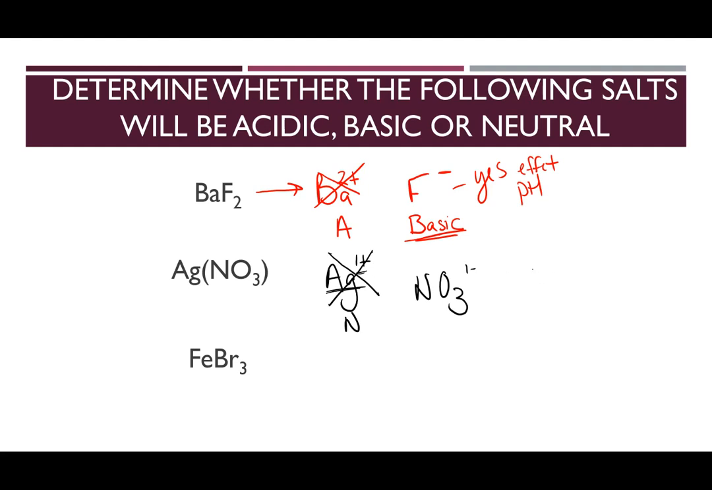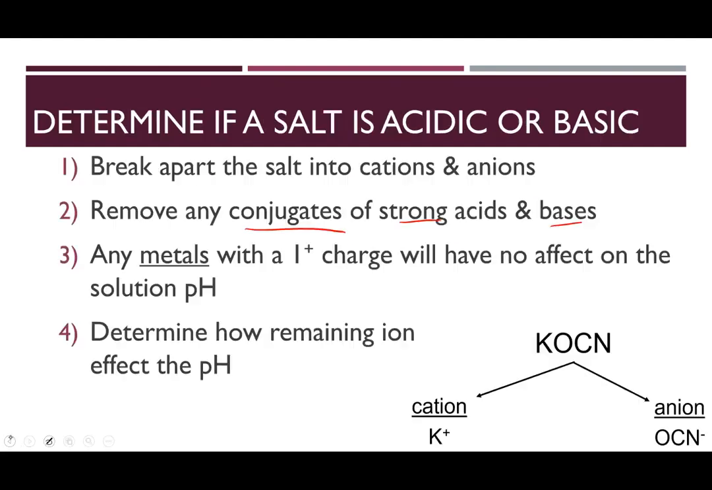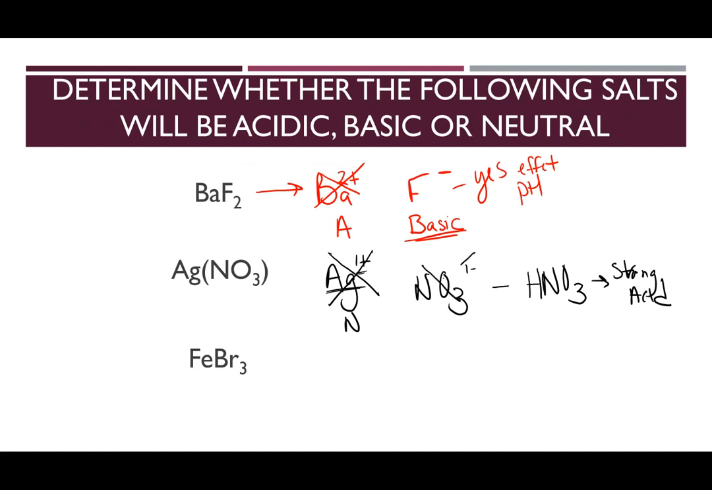Nitrate. Is nitrate one of the big 5? Yeah, it is. So if nitrate were in an acid, it would make HNO3. And what do we know about HNO3? It's a strong acid. Okay. So if we want to remove any conjugates of strong acids, this would also have a neutral effect. So if I put silver nitrate into a solution, is it going to affect the pH? No, it's not going to affect the pH at all.